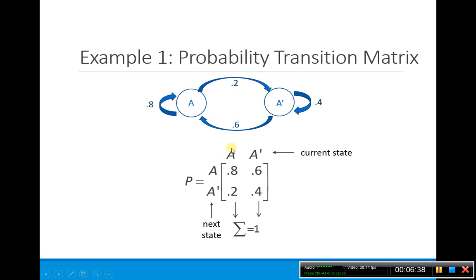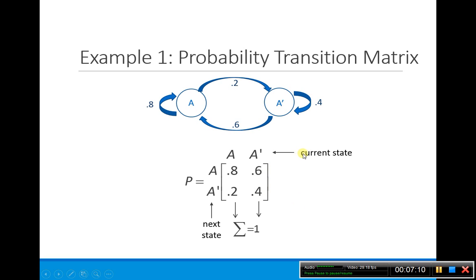So what's the probability that if I'm in A, I'm going to go to A? So if I'm in A and I'm going to go to A, that's 80%. What's the probability that I'm in A and I'm going to go to A prime? So here I'm in A, but my next state is going to be A prime, so that's 20%. Here I'm in A prime. What's the probability I'm going to go to A? It's 60%, so that's this part. Here my current state's A prime. What's the probability that I'm going to stay in A prime? Probability I'm going to stay here is 40%.